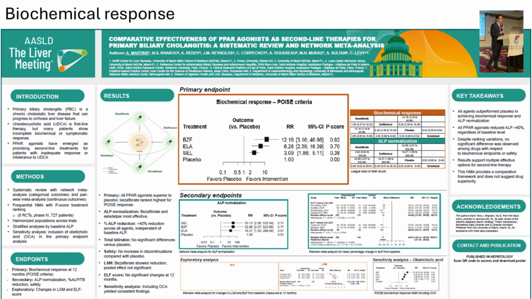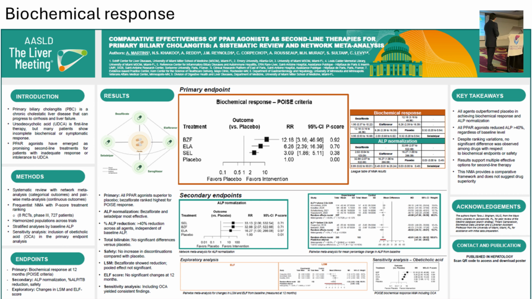At AASLD this year, obviously there are several studies that look at meta-analysis or network meta-analysis of the randomized clinical trials and try to distinguish which one may be slightly better. Here I will just use this poster to summarize. Basically, the first one is bezafibrate, second one is elafibranor, third one is seladelpar, and placebo is basically a patient on ursodiol, so only on one first-line agent with placebo as a second line.